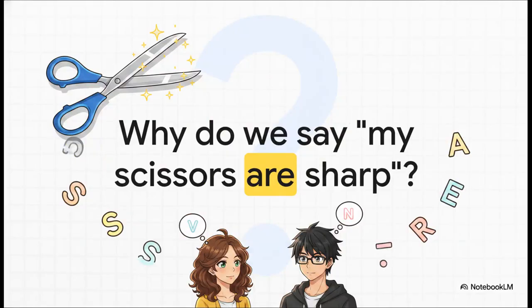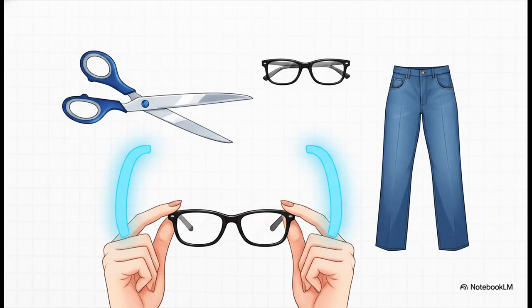Okay, here's a question that trips a lot of people up. Why on earth do we say my scissors are sharp? I mean, it's just one object, right? So what's the deal? Well, here's the reason why. Words like trousers, glasses, and scissors are always treated as plural because they're made of two identical parts that work together. The main thing to remember is you always use a plural verb with them.